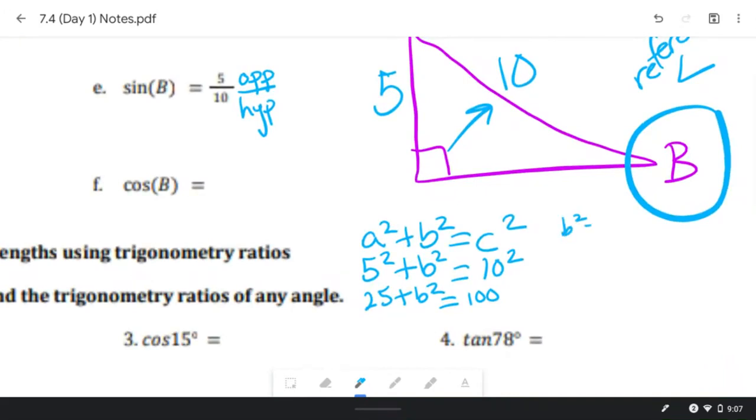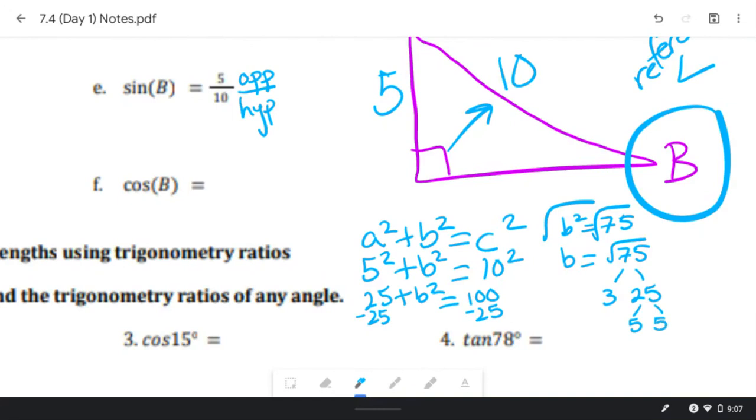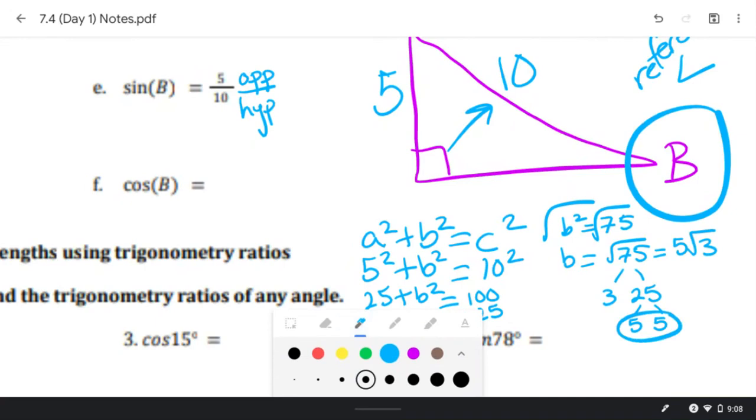And I'm going to get B squared equals 75, if I subtract 25 from both sides. And then I'm going to take the square root. B equals the square root of 75. And you want to make sure you reduce that all the way. So 75, think about quarters. You have 3 times 25. And then that 25 is a perfect square. 5 times 5 is 25. So I'm going to have 5 on the outside because I have a group of 2. Root 3, that's my missing side right here.